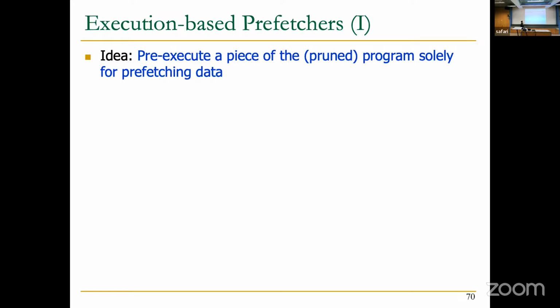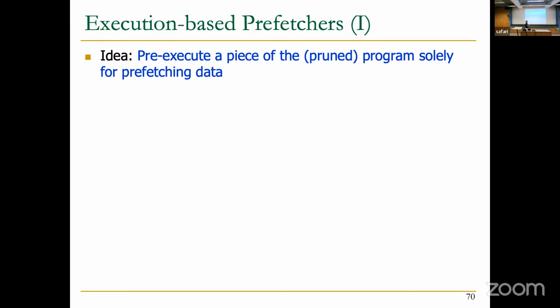The idea here is that we are going to pre-execute a piece of the program itself with the sole purpose of prefetching the data. That's it. Either we can execute a piece of the entirety of the program, or we can have a narrowed down view. Let's say I'm going to target certain data structure accesses, for example traversing a linked list, where a certain access of that linked list is the problematic one that is likely not going to be found in the caches.